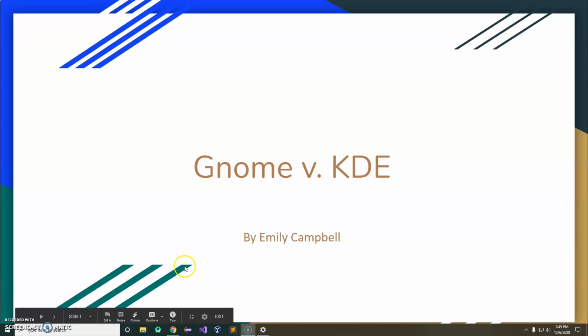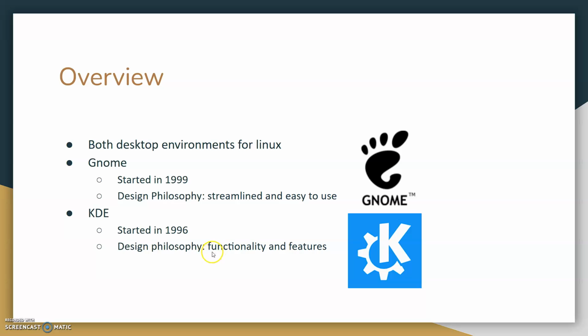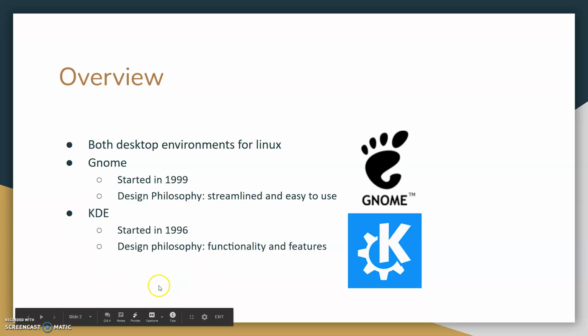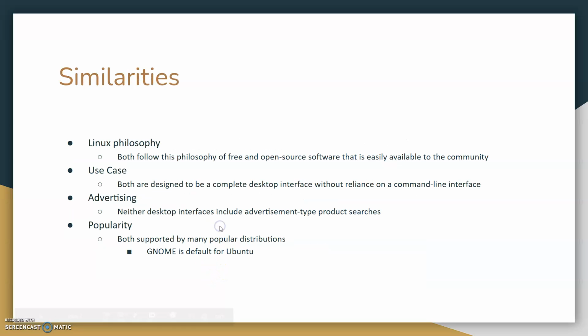Hello, I'm Emily Campbell, and today I'm going to be comparing and contrasting the two desktop environments of Gnome and the KDE desktop environment. For the overview, both desktop environments are for Linux. Gnome started in 1999, and its philosophy was to be streamlined and easy to use. KDE started in 1996, and its design philosophy was functionality and features.